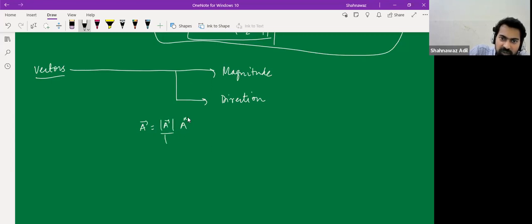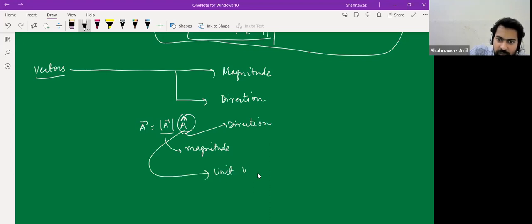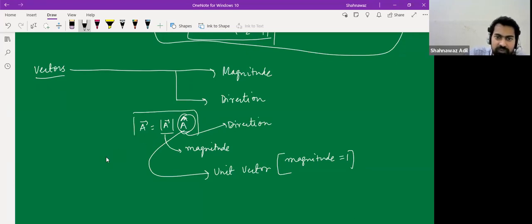So this part, this A hat, tells about the direction, and the other part tells about the magnitude. This is called the unit vector. Why unit vector? Because its magnitude is, as the name suggests, 1. So it only represents the direction. Understood, Saad? Yes, understood.